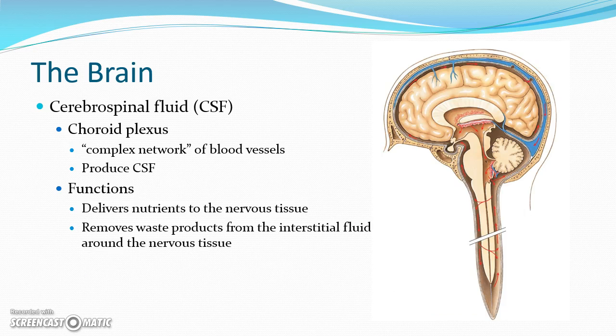The cerebrospinal fluid, or CSF, that is circulated through the ventricles is produced by a special set of blood vessels called the choroid plexus, seen here as the red vessels around the thalamus and anterior to the cerebellum. The CSF functions to deliver nutrients to the nervous tissue of the brain and spinal cord, as well as remove waste from the interstitial fluid.